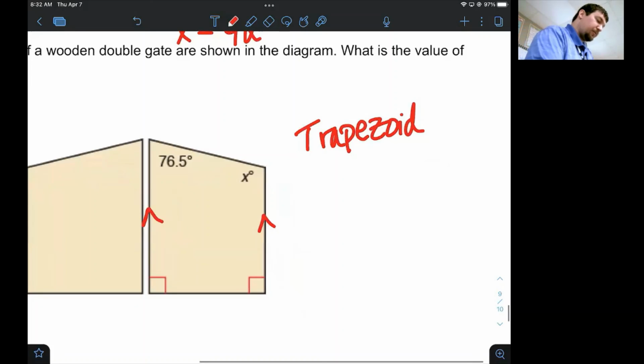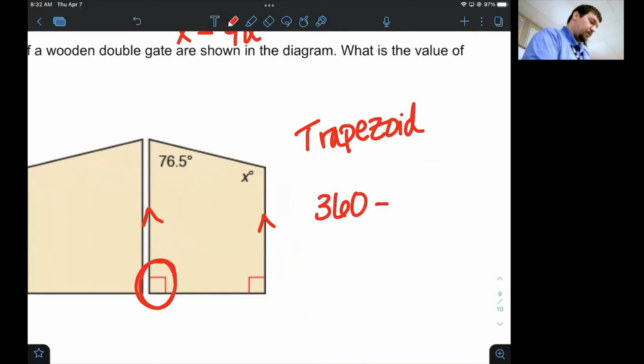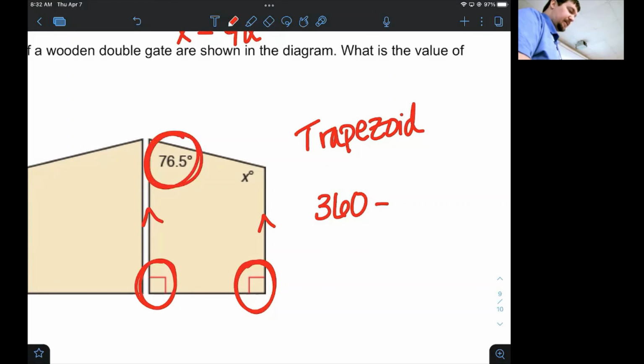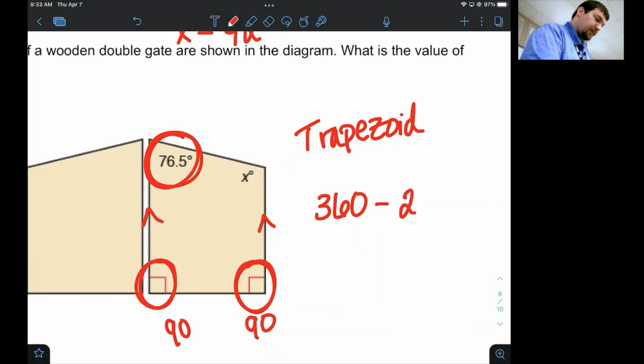So what we'll do is we'll take 360 and we'll subtract away this 90-degree angle, that 90-degree angle, and this 76.5. Maddie Yentez, can you tell me what 90 plus 90 plus 76.5 is? 256.5. Okay. And since you already have it in your calculator, you know how to use your answer button on your calculator?